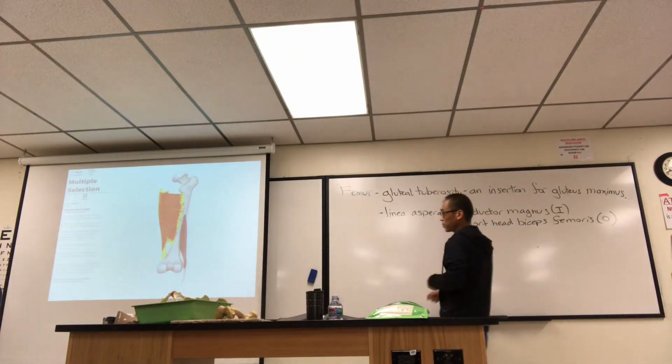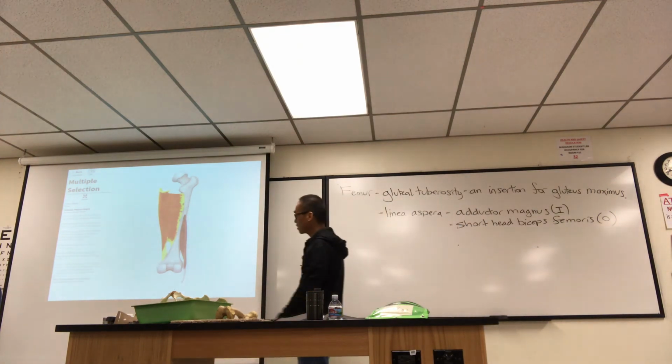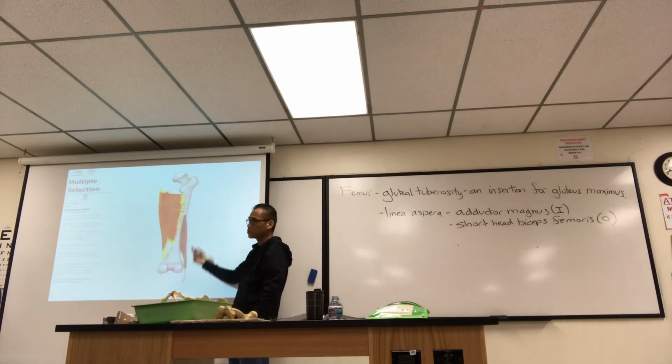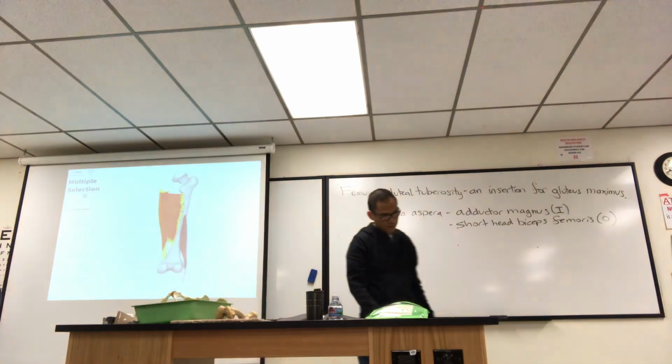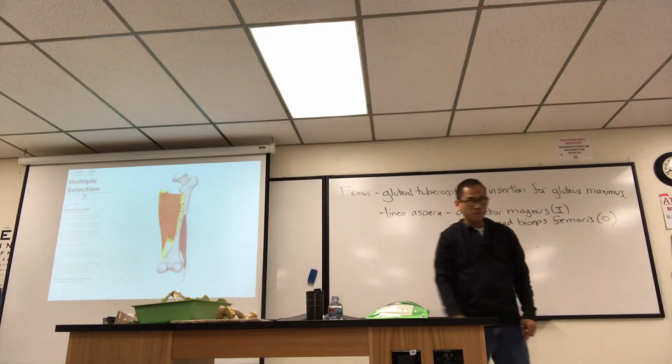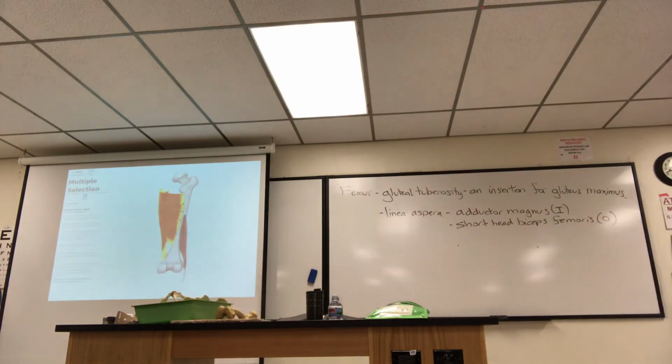Short head of the biceps femoris, we'll get to that. Hamstring muscles basically flex the knee. That's the short head of the biceps femoris. There's a long head, I'll show it to you later. I just wanted to show you the muscles that attach to the linea aspera. There's also, when we get down to the distal femur, the popliteal surface.